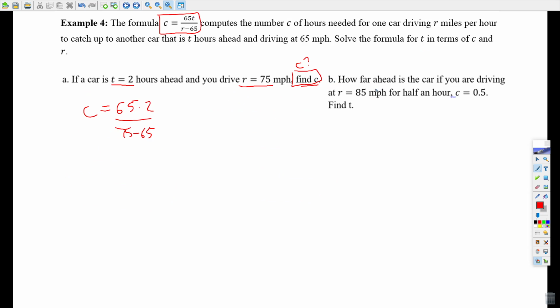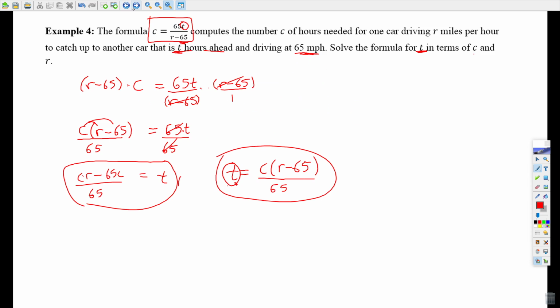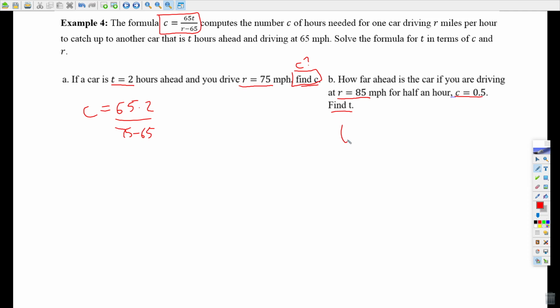However, if you look at part B, now it's asking how far ahead is the car if you are driving at R is 85 miles per hour for half an hour, 0.5. We're finding T. That would be when you use this formula back here. So I'm going to use this one here. It would be T equals C times R minus 65 all over 65. Plug in the numbers. What's C? 0.5. And then R is 85 minus 65 all over 65. Then you would solve this and get a value for T.